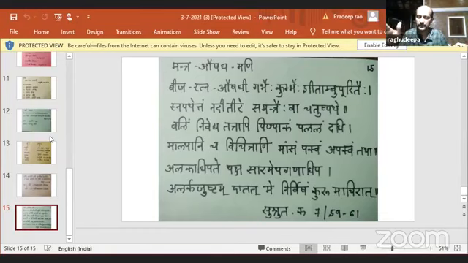Then take that pot and remove the water from it and ask the patient to bathe with that mantra-processed water, "snapayecha nadi tire va chatushpathe." So either he should take a bath near a crossroad or at the riverbank. Then in the same area you should give Bali, "balim nivedya tatrapi." There only you have to give Bali.